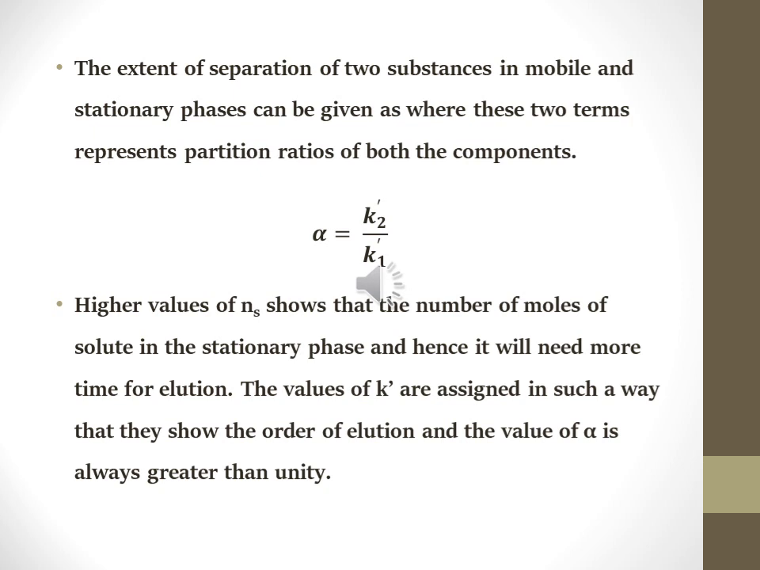So for the higher value of Ns, it can be proved that the number of moles of solute in the stationary phase is more, and therefore it needs the most time for elution. The value of K dash is assigned in such a way that it shows the order of elution also, and therefore alpha is always greater than unity.